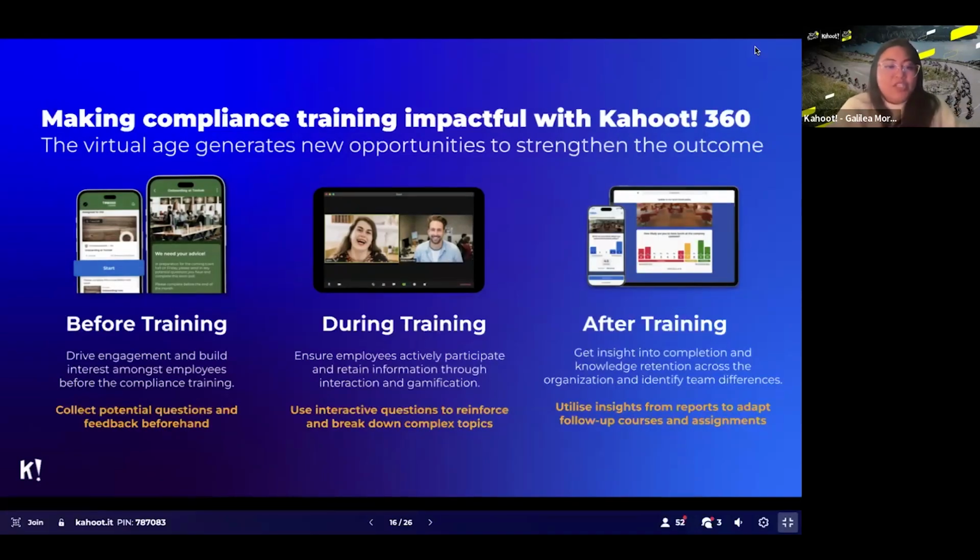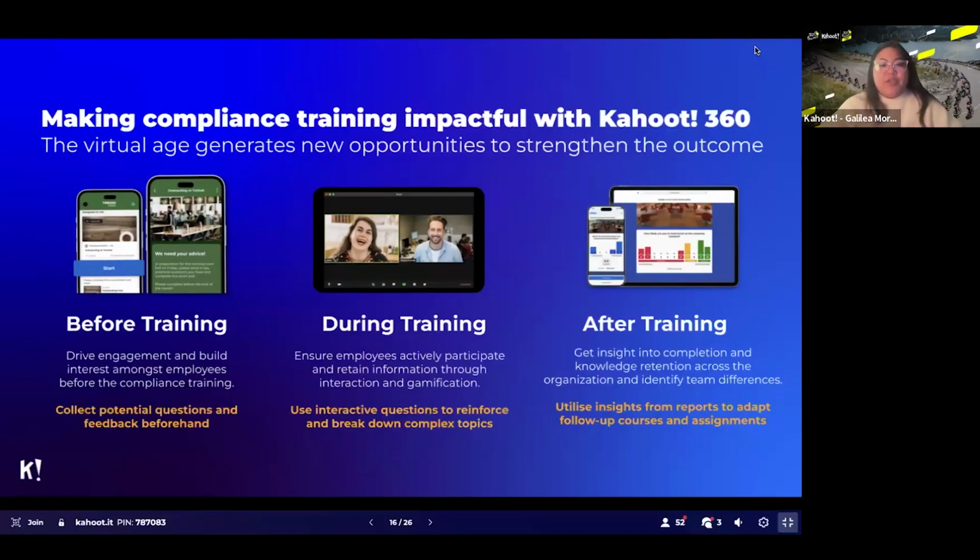You can ask poll questions and feedback questions. This will help you collect potential questions to then maybe shape some of the content in a way that is relevant to the audience you're talking to, and really get a sentiment gauge on where everybody is entering this, putting them in the right headspace for the actual live training.